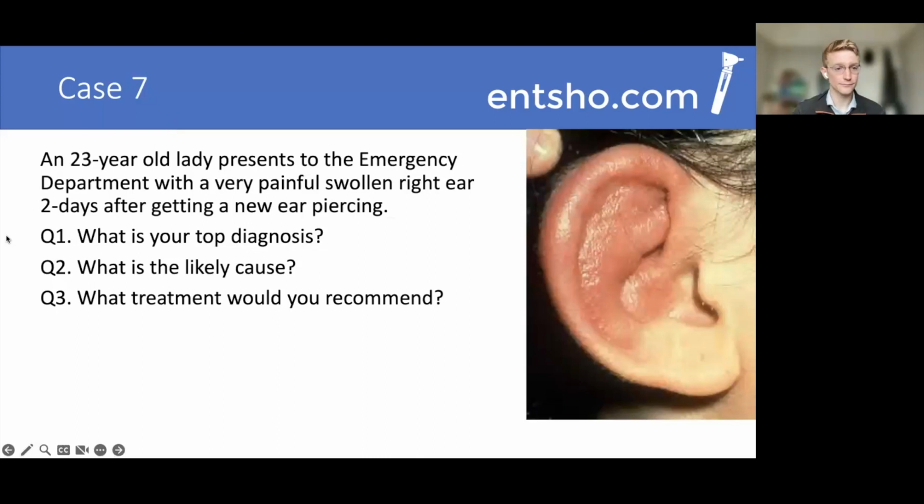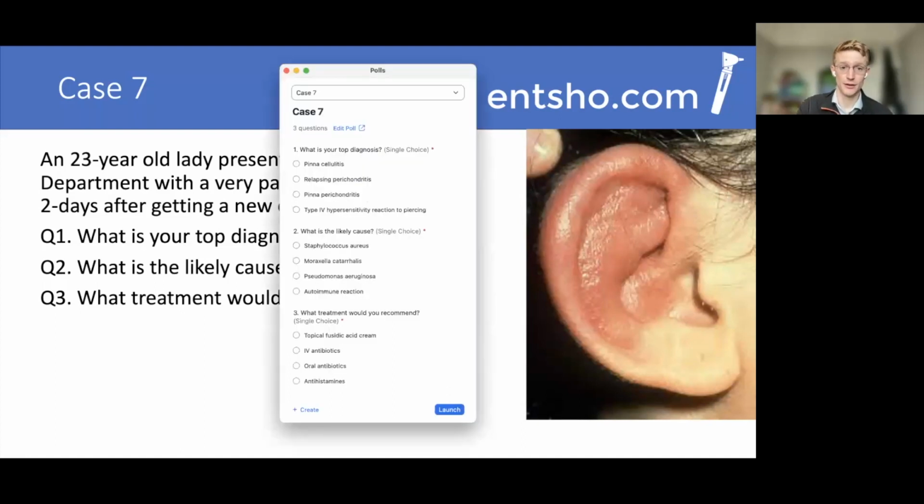Okay, so case 7. This is a 23-year-old lady who presents to the emergency department with a painful swollen right ear 2 days after getting a new ear piercing. So what is your top diagnosis? What is the likely cause? And what treatment would you recommend? And here are the options, and I'll start the timer.